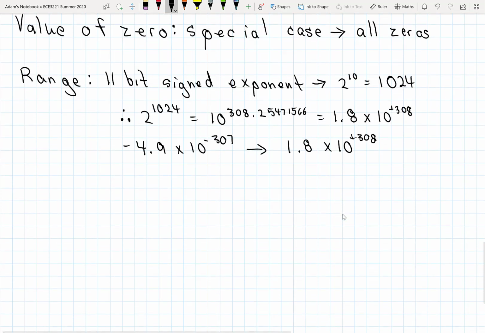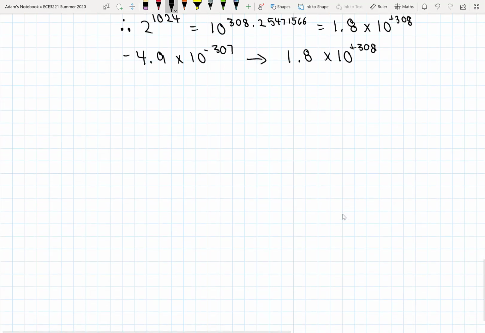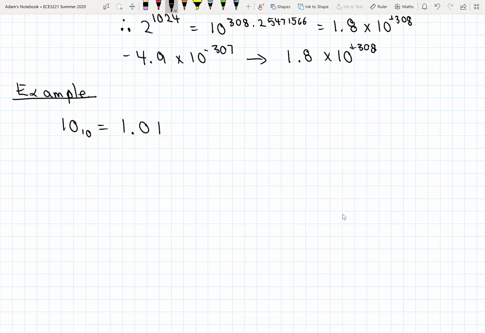Let's look at an example of how we represent a simple decimal number using this floating point format. I'm going to use a value of 10, the base 10 value of 10. The first thing we said is I have to normalize the value to a mantissa that is 1 point something. Trust me for a second that the mantissa for this needs to be 1.01.